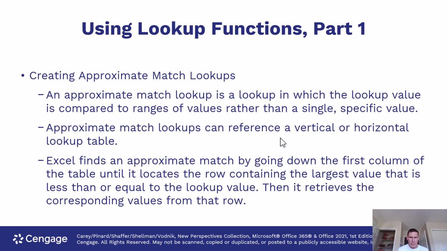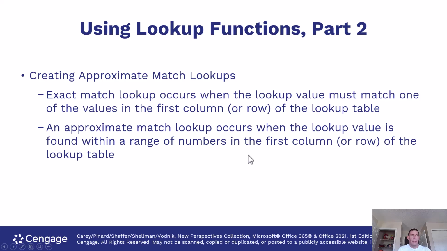The approximate match lookups can reference a vertical or horizontal lookup table. Excel finds an approximate match by going down the first column of the table until it locates the row containing the largest value that is less than or equal to the lookup value. Then it retrieves the corresponding values from that row.